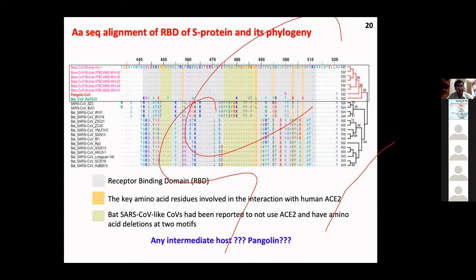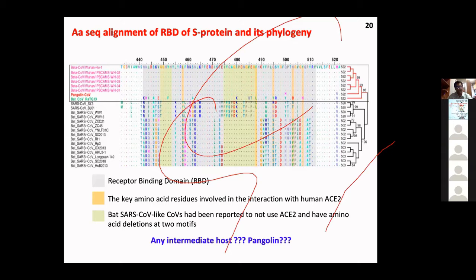But when we analyze the amino acid sequence of the receptor binding domain of the spike protein and its phylogeny, where the gray box indicates the receptor binding domain, we can see the pangolin coronavirus is way closer to the human SARS-2 virus, with only one substitution or mutation. But for bat coronavirus, there are a bunch of mutations. The orange color indicates the key amino acid residues involved in the interaction with human ACE2, and we can see those key residues are absolutely conserved among the pangolin coronavirus and human coronavirus. So that directly indicates that there is an intermediate host, and probably pangolin is the best candidate for this one.